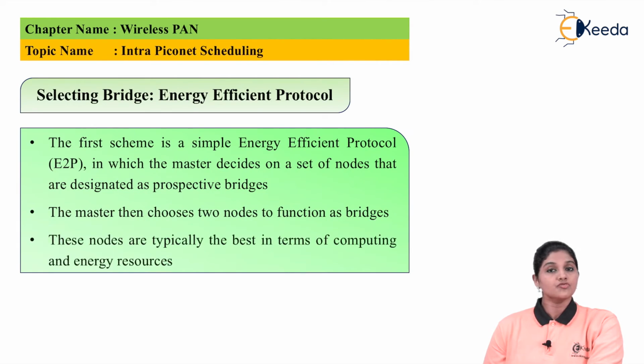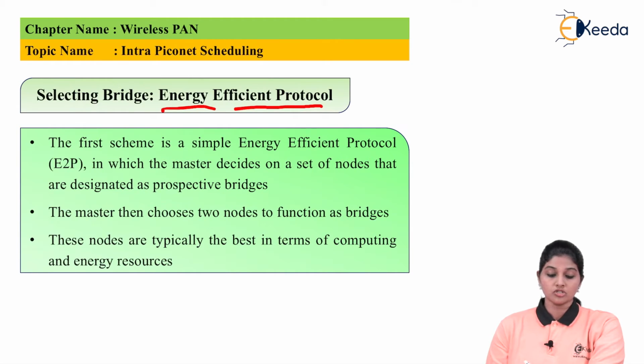Now for selecting a bridge, we need to consider a protocol called the energy efficient protocol. As we know, most of the devices used in a Bluetooth network are portable and handheld devices, and they are battery operated. Therefore, it is very important that energy conservation or power conservation of the network be considered an important parameter. As the devices are battery operated, it is important to have a longer battery life so that the device or the network can perform in an efficient manner. So for selecting a bridge, we need to consider one criterion called the energy efficient protocol.